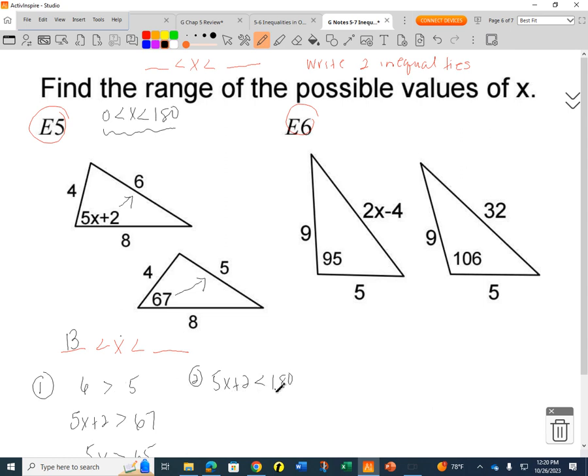Alright, so the reason why I put less than 180 here is because I already had my lower limit. The lower limit goes with greater than 0. The upper limit goes with less than 180. Subtract 2 from both sides. Divide both sides by 5.